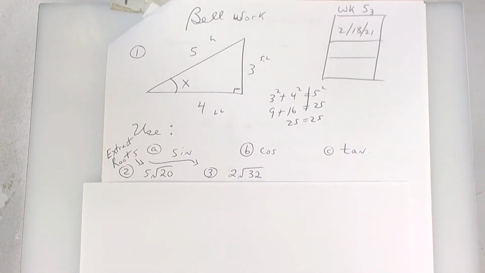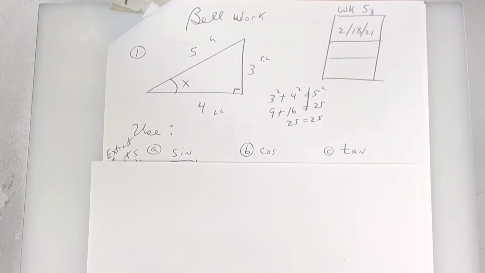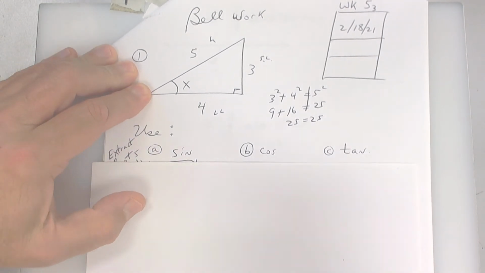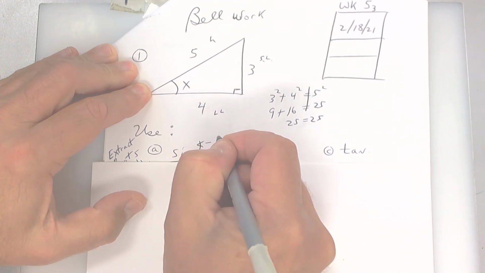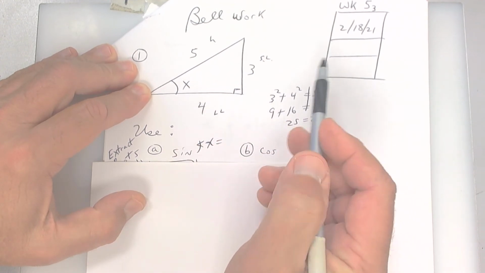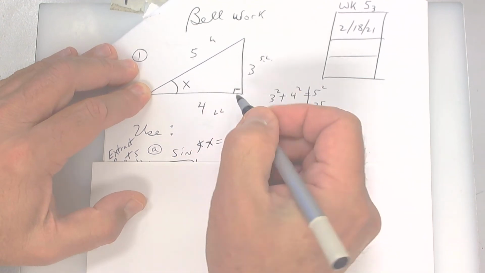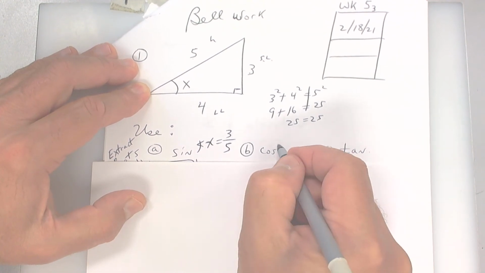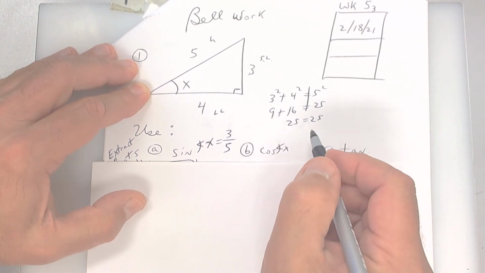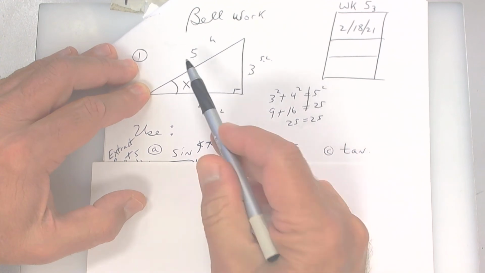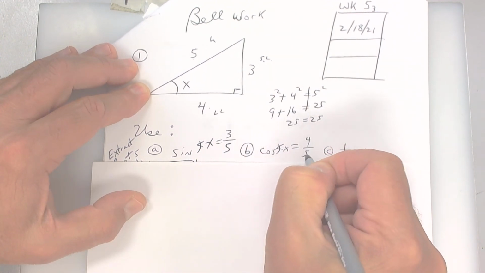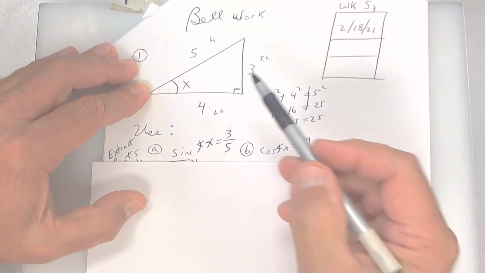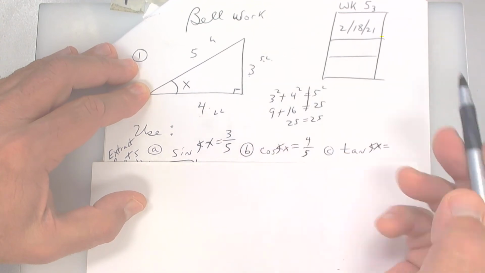So I want you to do it all three ways using the sine, the cosine, and the tangent. Well, put your finger here. So sine of angle x is going to be opposite over hypotenuse. So it's 3 over 5. And we'll work it in a minute. The cosine of angle x is adjacent over hypotenuse, so that's 4 over 5. And the tangent of angle x is equal to opposite over adjacent, so that would be 3 over 4.